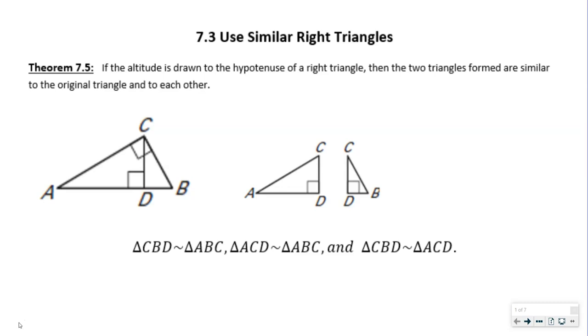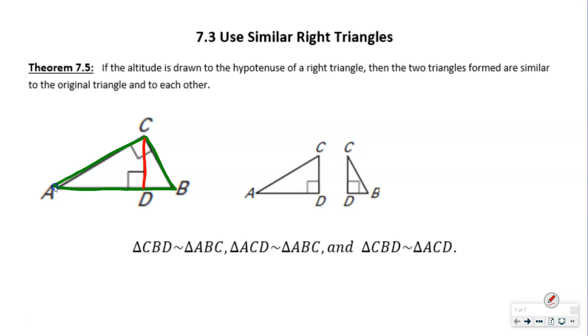So theorem 7.5 states, if the altitude is drawn to the hypotenuse of a right triangle, then the two triangles formed are similar to the original triangle and to each other. So our original triangle is like this big triangle here, ABC. And we're saying if the altitude is the height of our triangle, that would be this red line. If we have an altitude drawn to the hypotenuse, see AB is our hypotenuse because it is opposite our right angle up there at angle C of the green triangle.